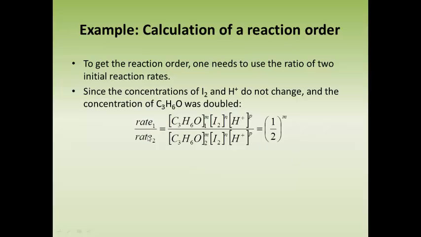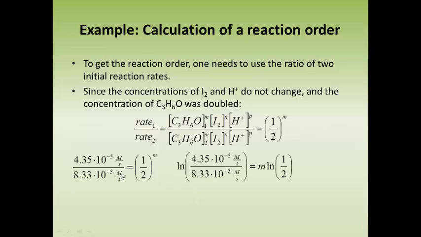These two values we've measured experimentally. And so here are the two experimental values that were measured. It's equal to 1/2 to the mth power. To solve for m, what I can do is take the natural log of both sides, and that will bring the m down from being an exponent to being a coefficient. And now by dividing both sides by the natural log of 1/2, I can solve for m, and I get a value of m equals 0.94.